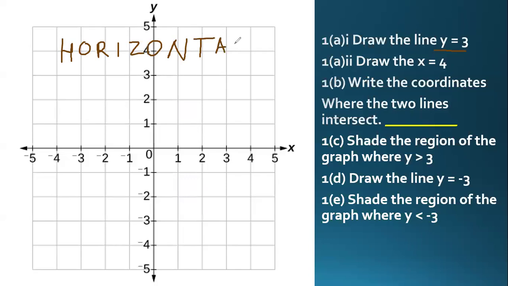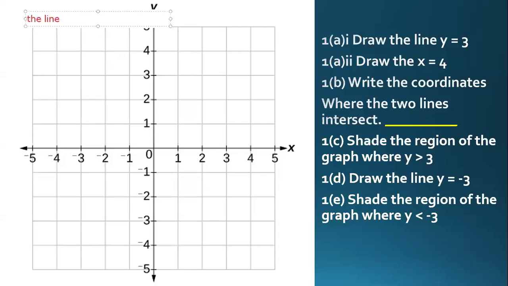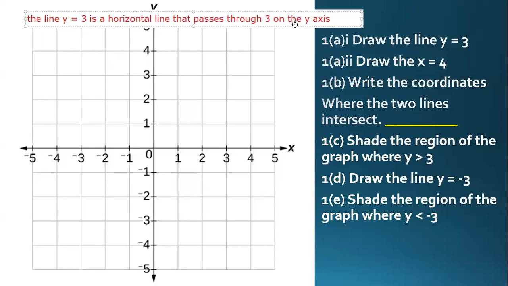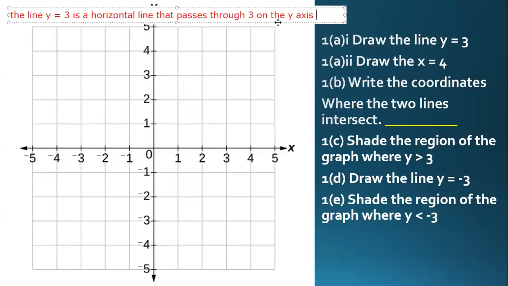So write this down, please. Let me go ahead and change the color. The line y is equal to 3 is a horizontal line that passes through 3 on the y-axis. Sorry, I said vertical earlier. It's a horizontal line that passes through 3 on the y-axis.